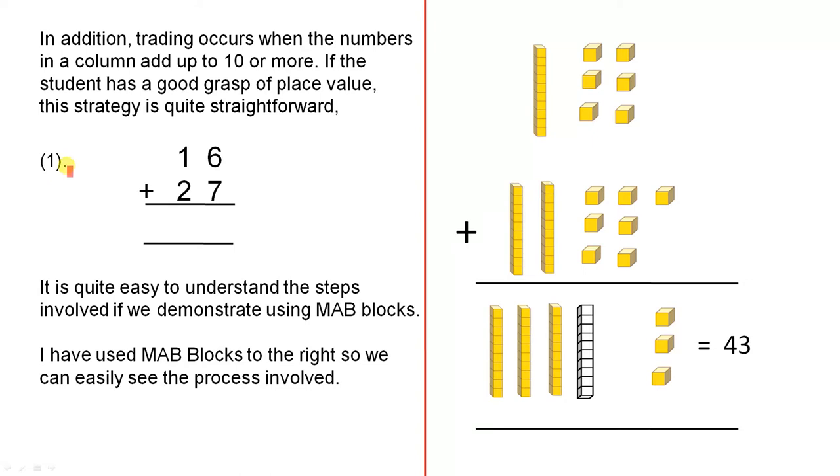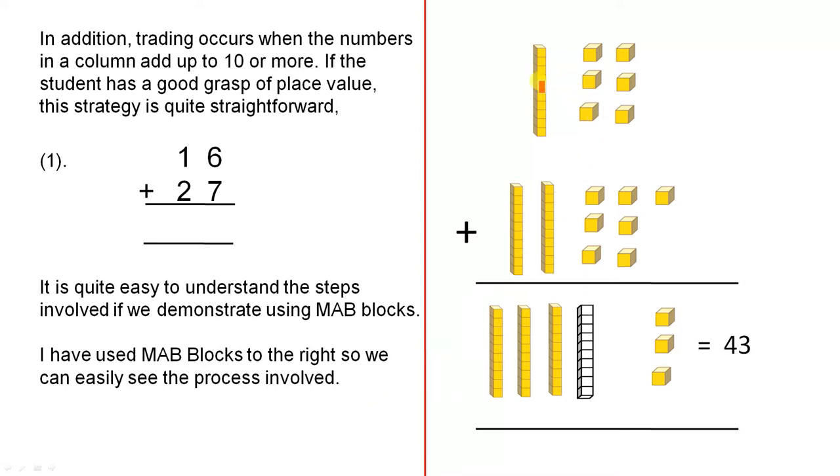So if we look at the first example, we're adding 16 and 27 together. I won't put the answer here because we'll see how we do this using these MAB blocks. It is quite easy to understand the steps involved if we demonstrate using MAB blocks. I have used MAB blocks to the right so we can easily see the process involved.